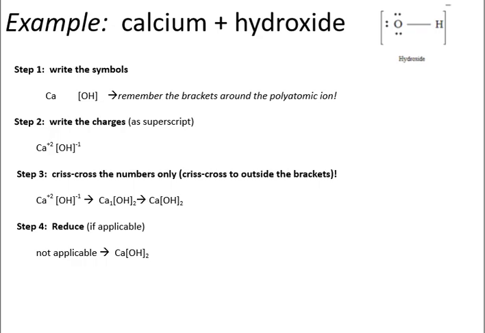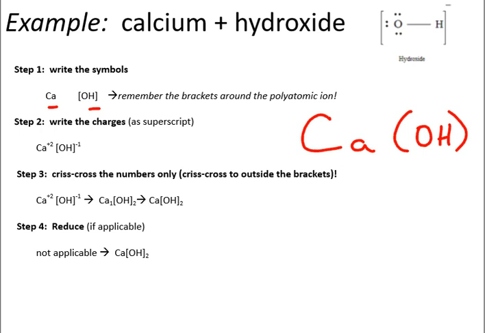So let's take a good example. We're still going to do the symbols, the charges, the crisscross, and the reduce. Let's take a look at calcium and hydroxide. The symbol for calcium is Ca, and for hydroxide, OH. So the symbols are Ca and OH. You notice how I put the OH in brackets? I have to because it's a group. That reminds me that I can't change anything inside the brackets.